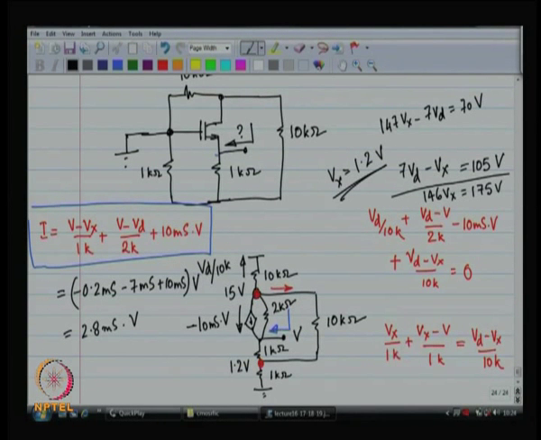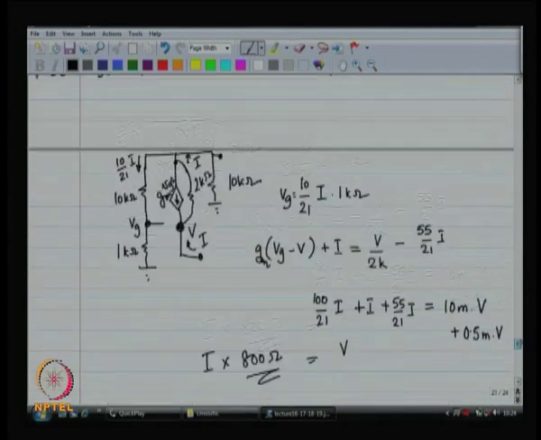Which means that the resistance looking in over there is about 1 by 2.8 millisiemens. So, that is about maybe something like 300 ohms. Little more, 350 ohms. So, all these calculations you have got to do carefully.